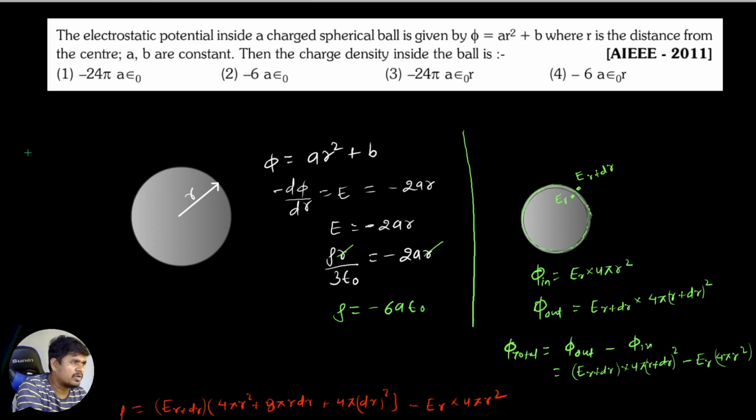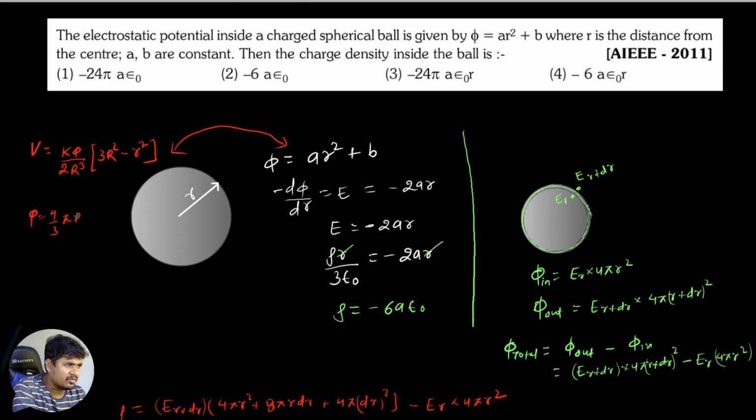The potential inside the spherical shell is written as V equals KQ by 2R cubed times (3R square minus r square). Now I can compare these two equations together to get the values of A and B. From there we can also get the value of Q, because I can replace Q with 4 by 3 pi R cubed times rho, and then I can compare them and get the values of A and B separately.